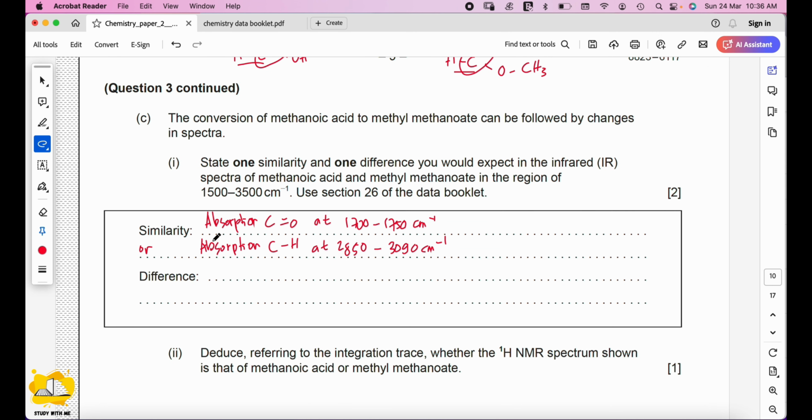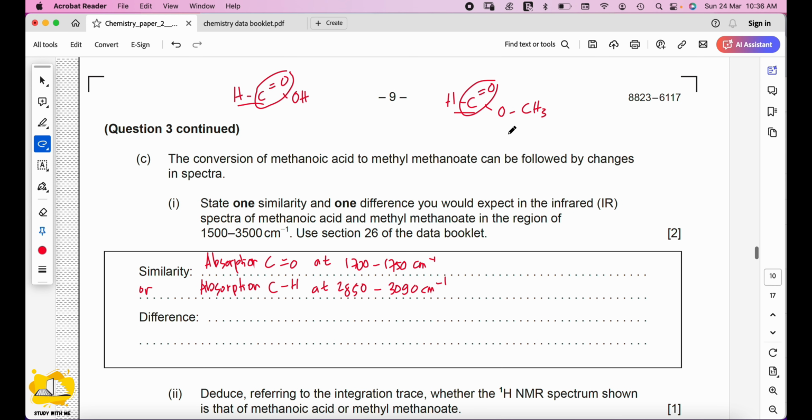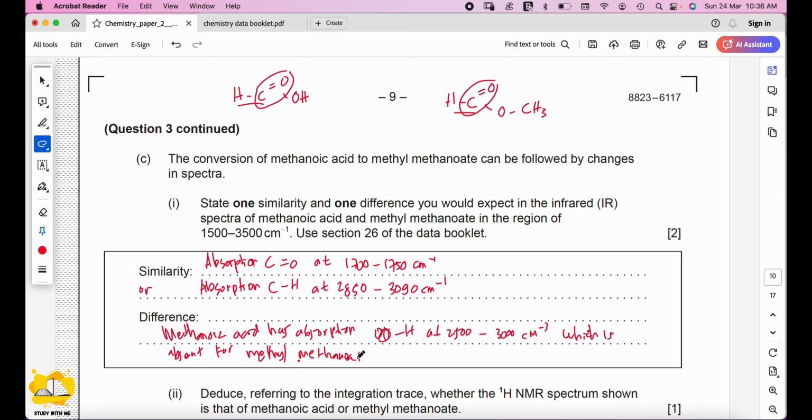Okay. And what about the difference? Methanoic acid has absorption of O-H at 2500 to 3000, which is absent for methyl methanoate.